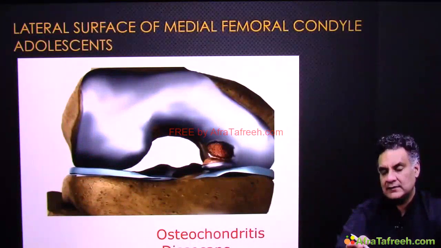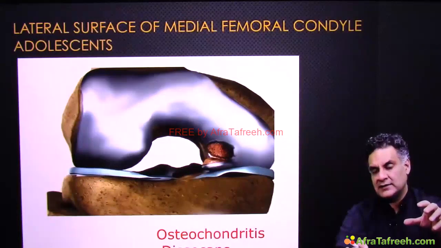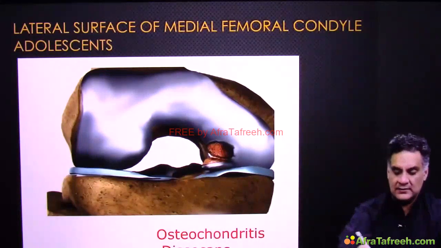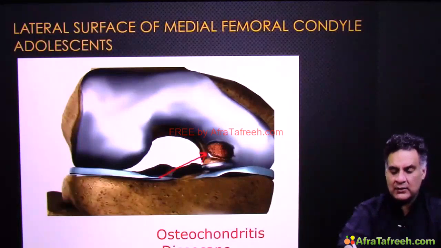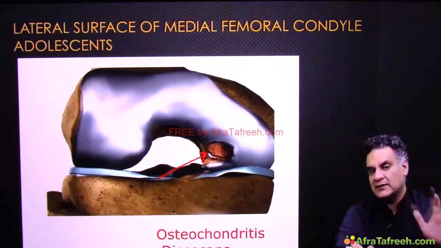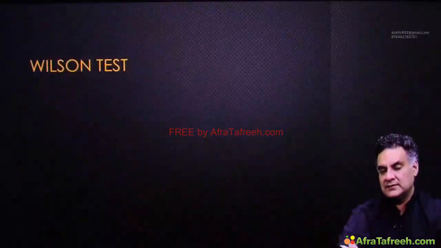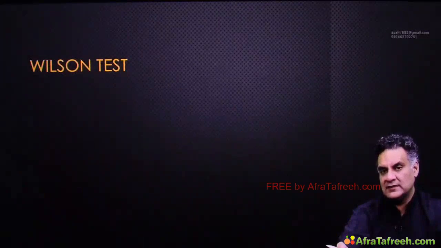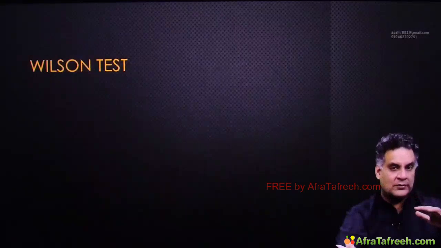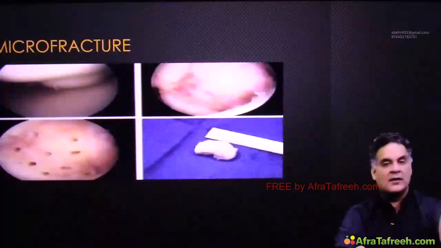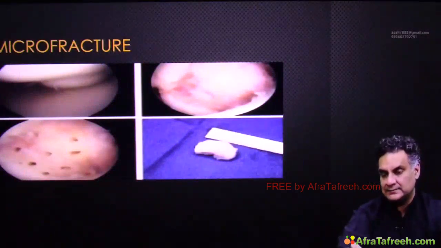When I look at the fragmentation of the cartilage in a joint along with underlying bone, it's called osteochondritis. Osteochondritis dissecans is the collapse of the cartilage along with the bone on the lateral surface of the medial femoral condyle. This is seen in adolescents. In osteochondritis dissecans, there's a Wilson test which is done for it. The underlying bone is exposed. You can make multiple holes in it, which will regenerate a cartilage, called the microfracture technique.